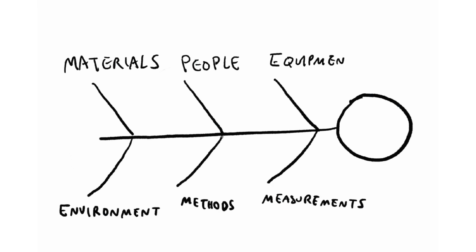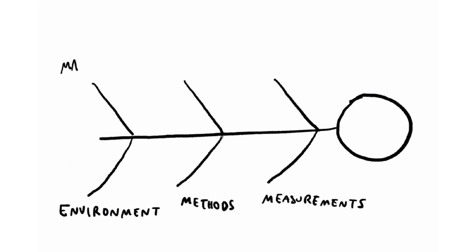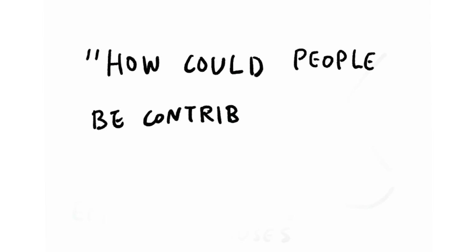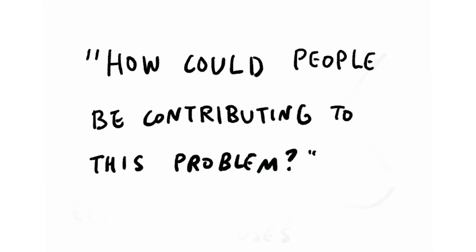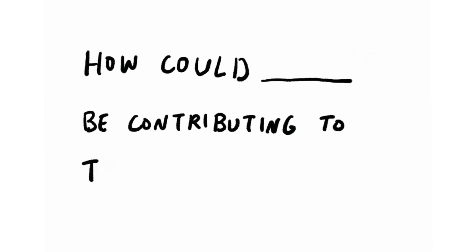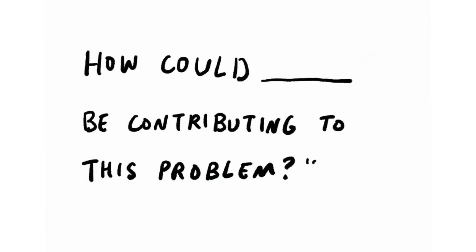Sometimes the headings for each spine of the fish have different names, but I encourage you not to be too rigid in your thinking. Consider these headings as broadly and creatively as you can. At each heading, ask yourself, how could people be contributing to this problem? Or how could machines be contributing to this problem? I'm going to go ahead and fill in my diagram to identify some potential causes.